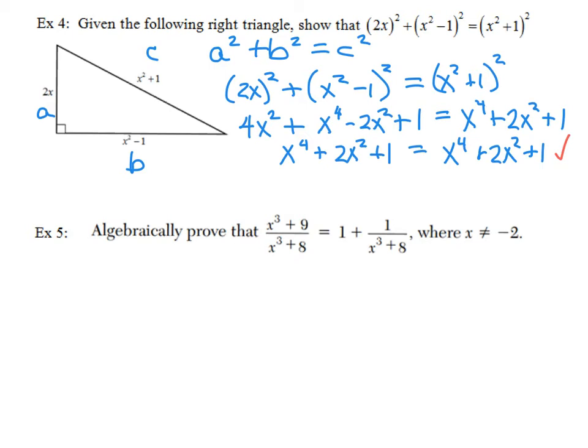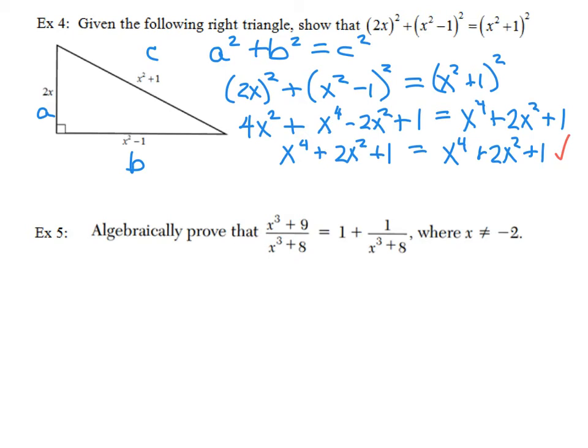In example number 5, this happens to be a question that was on the Regents exam just this past June. It says, let's algebraically prove this expression, this equation actually. Now, don't be thrown off by the part that says where x does not equal negative 2. All this means is I can't use negative 2. Negative 2 is not in the domain of this equation. I'm not going to do anything with the negative 2. Instead, I'm going to show that the left side is equal to the right side.